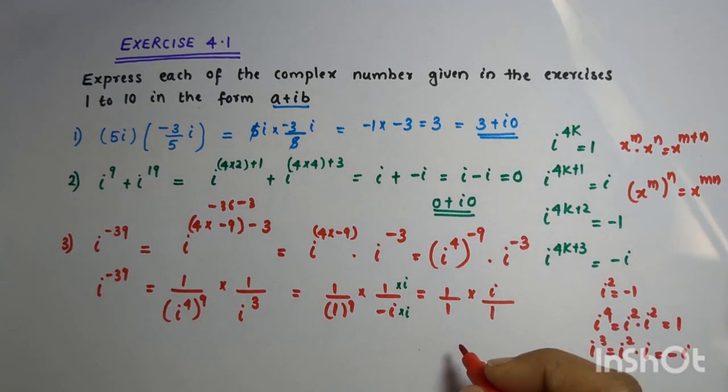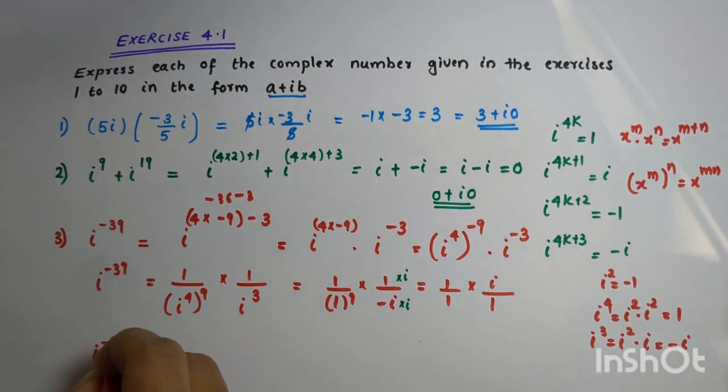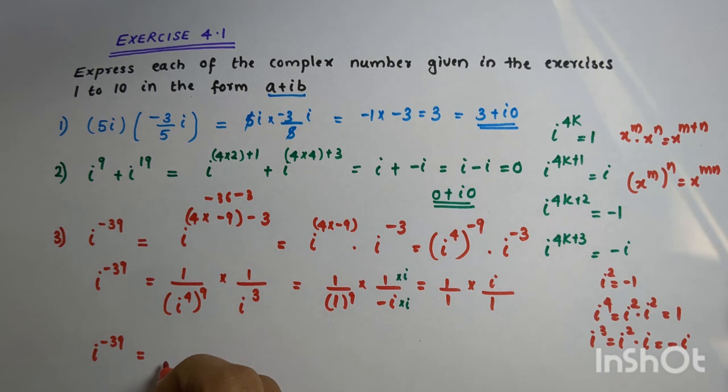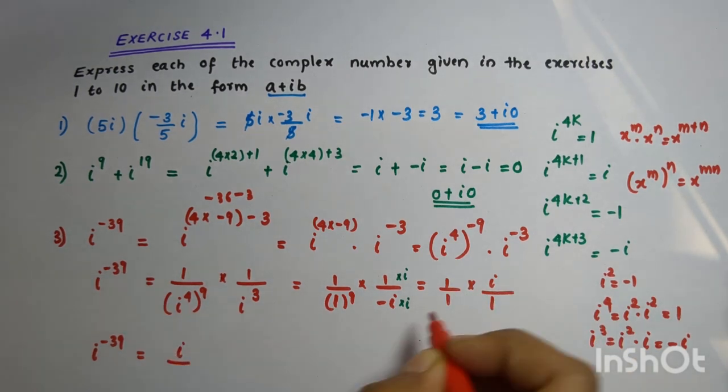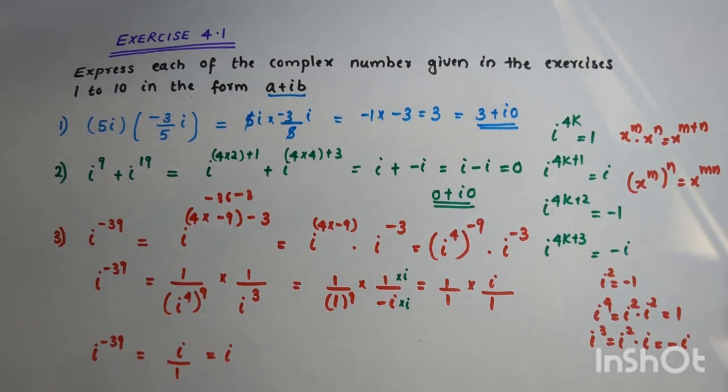Okay, so this will be equal to what? i raised to minus 39. This is equal to 1 into i divided by 1 into 1, which is equal to i itself. Or this can be written in the form a plus ib. We can write it as 0 plus i, or 0 plus i into 1.